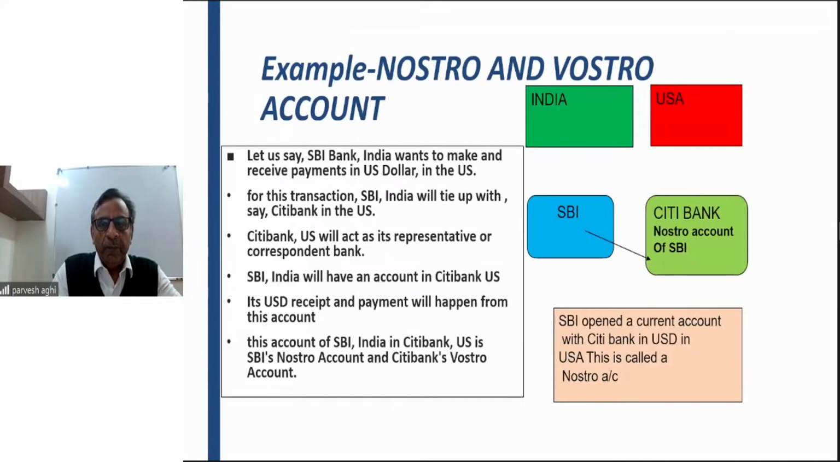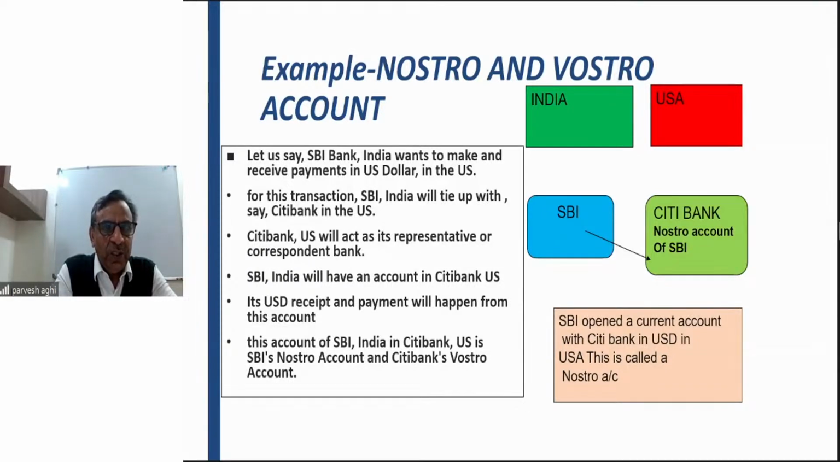Okay. So for example, let's say State Bank of India wants to make and receive payment in US dollars in US. For this transaction, SBI India will tie up with, say, Citibank in US. So they approach Citibank. Okay. Citibank US will act as a representative or correspondent bank. SBI India will have an account in Citibank US. So SBI is going to open an account with Citibank in US.